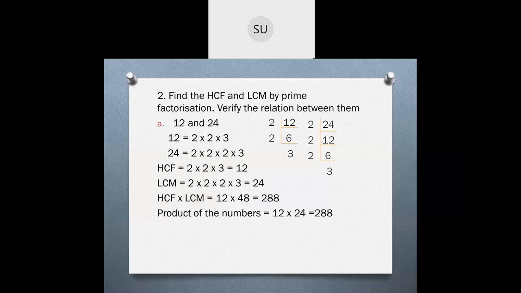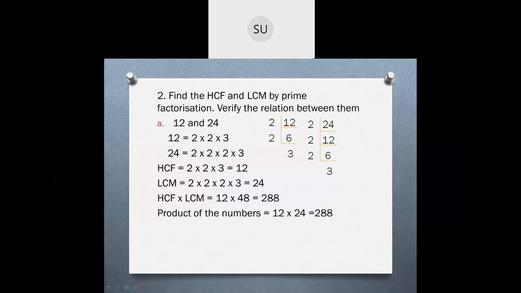So first question here is 12 and 24. First we will do prime factorization. Factorize 12: 2 sixes are 12 and 2 threes are 6. So prime factors of 12 are 2 into 2 into 3. Then prime factors of 24: 2 twelves are 24, 2 sixes are 12 and 2 threes are 6. So factors of 24 are 2 into 2 into 2 into 3.